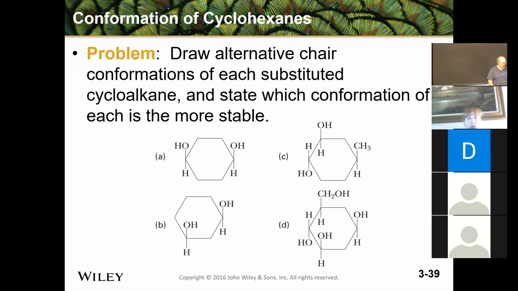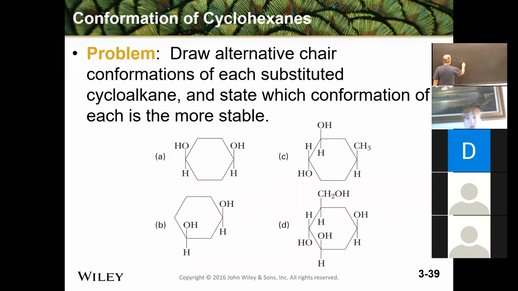Okay, let's go ahead and take a look at this problem here. It says to draw the alternative chair conformations. To draw the chair, we make two offset parallel lines. We have one carbon above to the left, and one carbon below to the right.